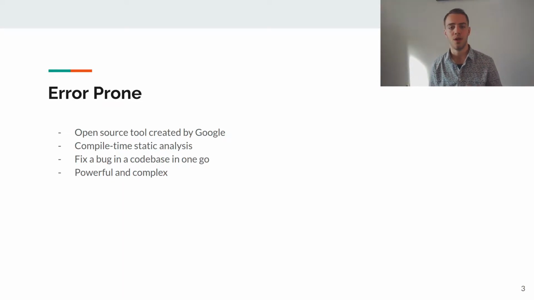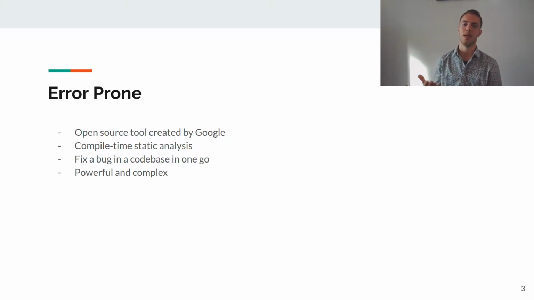Error Prone is an open source tool created by Google. It's a compile time static analysis tool, and it uses the abstract syntax tree to analyze your code and find bugs and anti-patterns. But it cannot only find those bugs, it still has a direct link to the source code. So you can also provide a suggested fix for a bug, which means that you can run Error Prone in patch mode, and then you can find the bug and fix it over your whole code base in one go, which makes Error Prone quite a powerful tool.